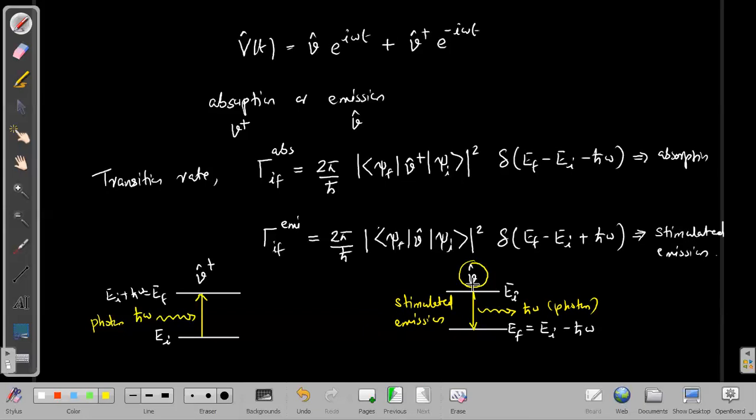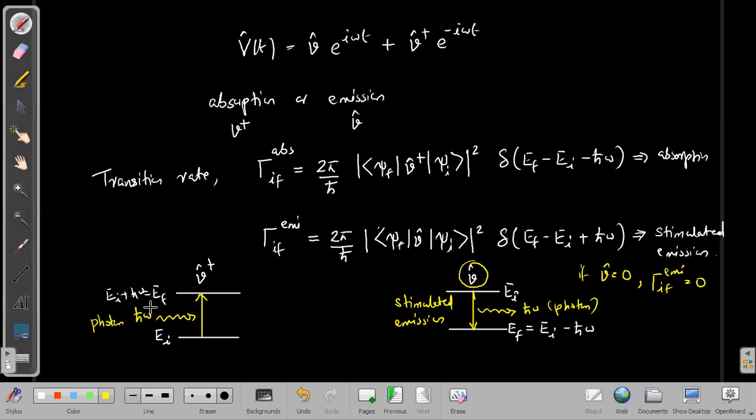Okay, without this perturbation term, if V is 0, what would the transition rate be? The gamma IF for emission would be 0. There will not be any emission at all. Therefore this kind of emission I cannot call spontaneous emission. I have to call it stimulated emission.